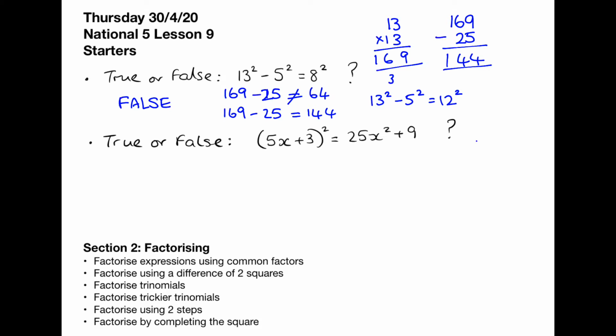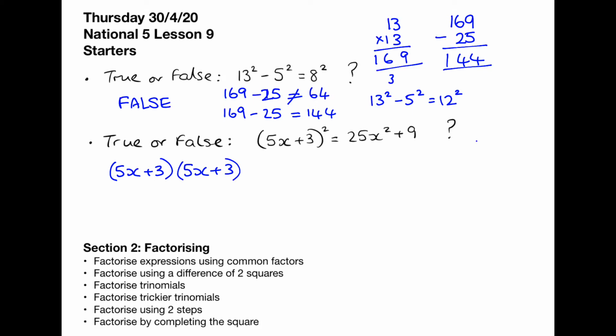Okay, right, next one, true or false, that if you square out the bracket, (5x + 3) squared, you get 25x squared plus 9. So seems reasonable, because 5x squared, so 5 squared is 25, x squared is x squared, and 3 squared is 9. But remember, we've got methods and strategies for multiplying out brackets, and also remember that (5x + 3) squared means (5x + 3) times (5x + 3).